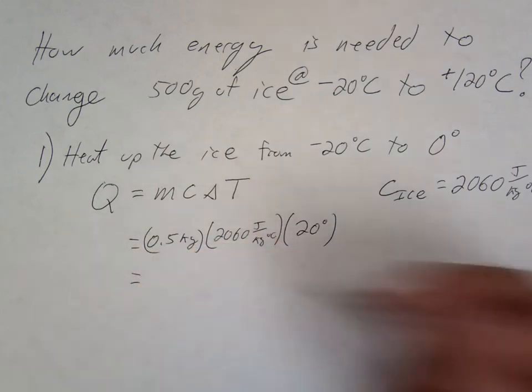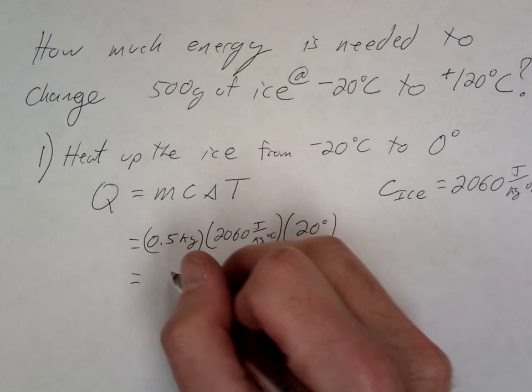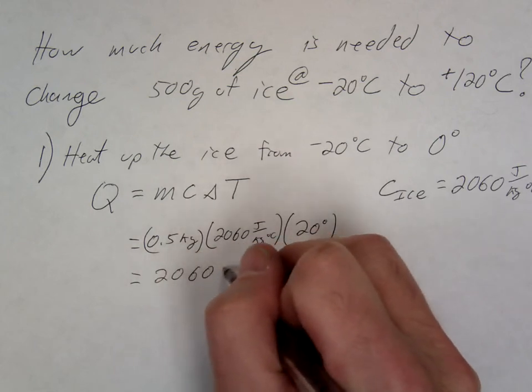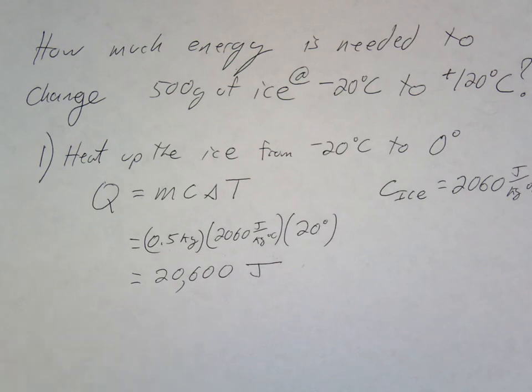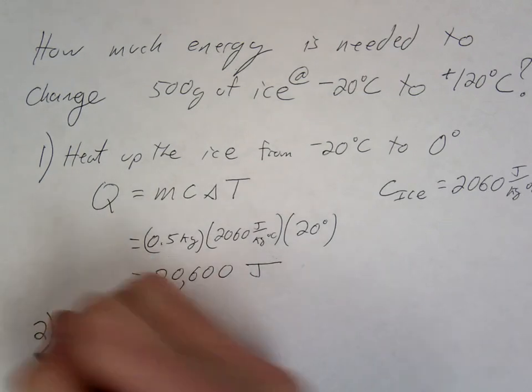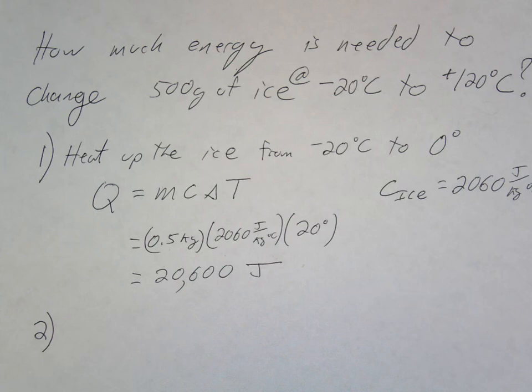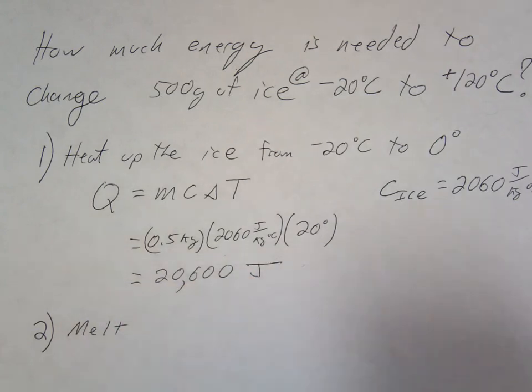So let's see how much energy it takes to heat up the ice. So I could do this: 0.5 times 2060 times 20, that's 20,600 joules. All right, now we have ice at 0 degrees. Adding heat is now going to do what to our ice? Melt the ice. So at this point, we're going to melt the ice, and it takes heat to melt it.